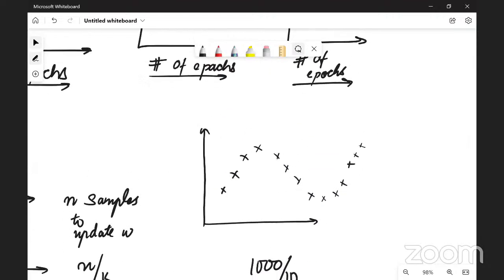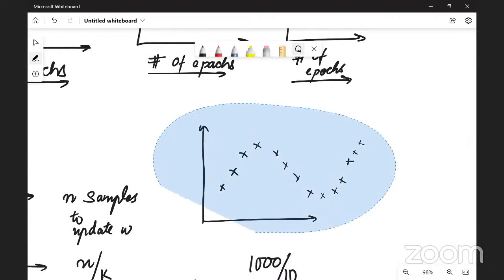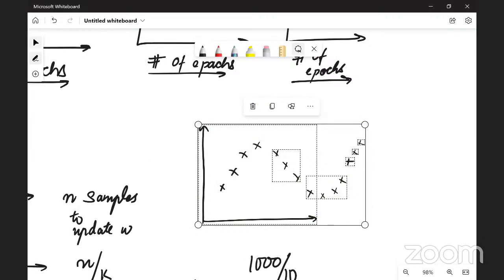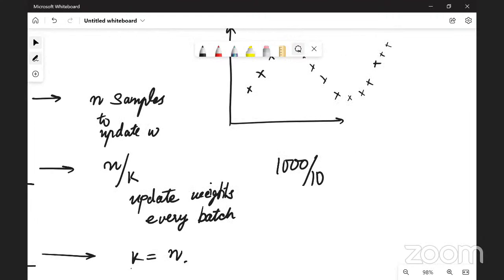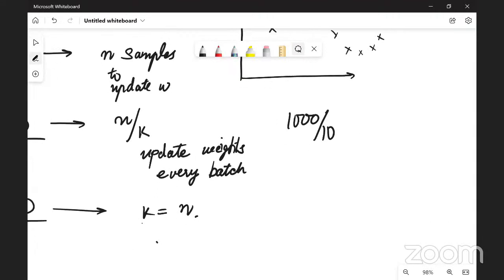Just a clarification. So k is the number of batches, right? Right. So this is basically n by k. We are saying there are 100 samples we are doing every batch. If k is equal to n, every batch we are doing one. No, in this example above, you are doing 100 samples every batch. Right, sir.